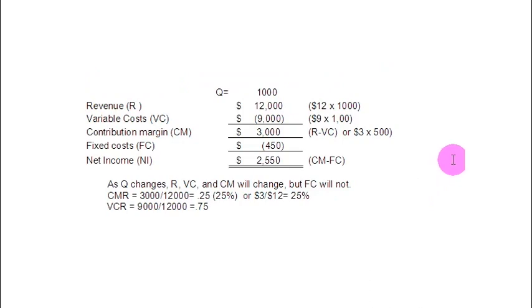Should look like this when you're done. If you did everything correctly, you should end up with net income of $2,550. We doubled our quantity. Notice that that also resulted in doubling the contribution margin. The contribution margin ratio and variable cost ratios remain constant.